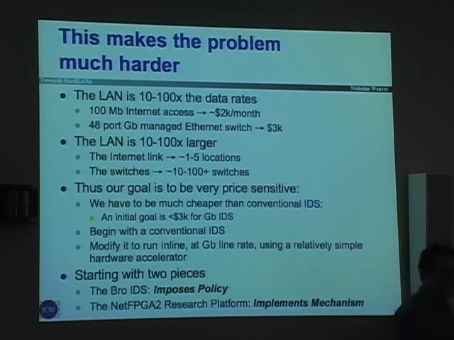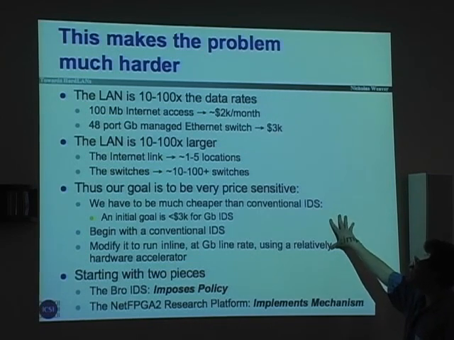100 megabit access to the internet, that's about $2,000 a month. You might get down to 1,000. It's a lot of money. A 48-port managed gigabit Ethernet switch with all the bells and whistles, that's $3,000, and I pay it once, and it's maybe $50 a year in power. Also, the local area network is 10 to 100x larger than anything else. Internet for my business, that's 1 to 5 locations. That's easy. Deal with 5 places. Switch, I might have hundreds of switches, even a reasonable institution. And so our goal is to make it as price sensitive as possible.